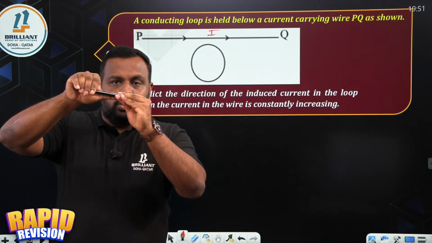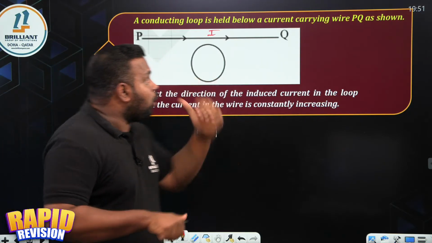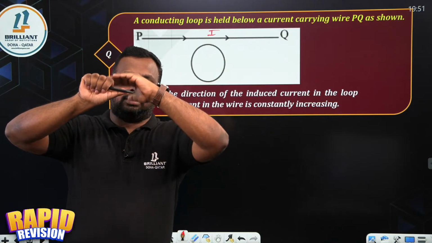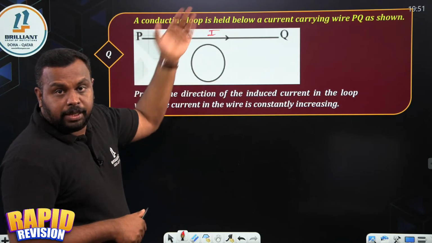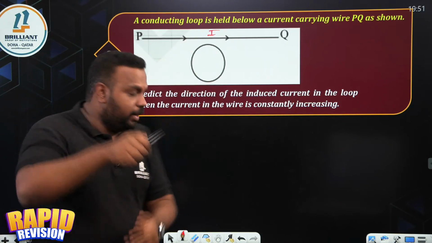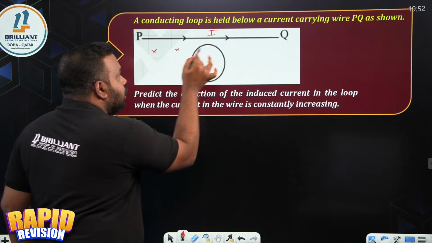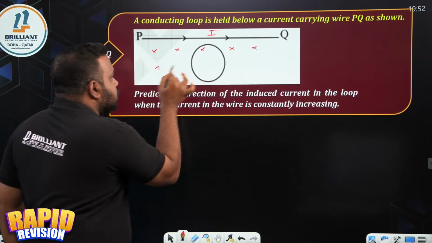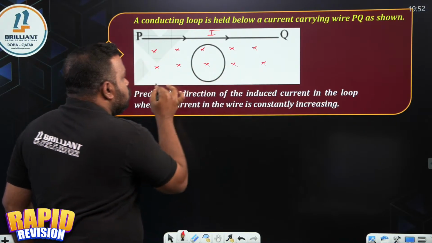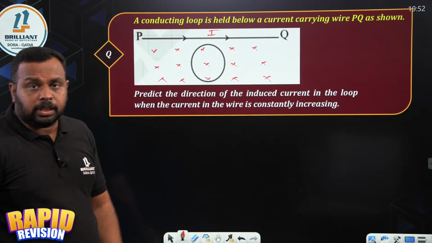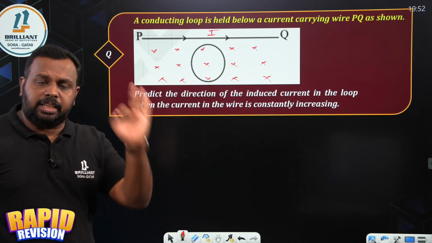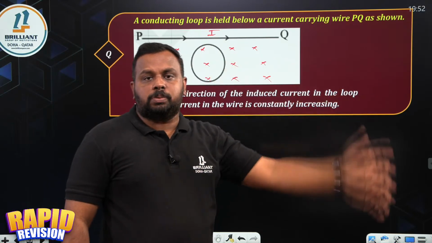Okay, so if you are applying the thumb rule, on the top you can see that my fingers are coming out. So on the top the field is coming out, and at the bottom it's going in, which means below the conductor the magnetic field is directed into the plane of the board or into the plane of the paper. That's the first step, finding the direction of the magnetic field produced by this current carrying wire.